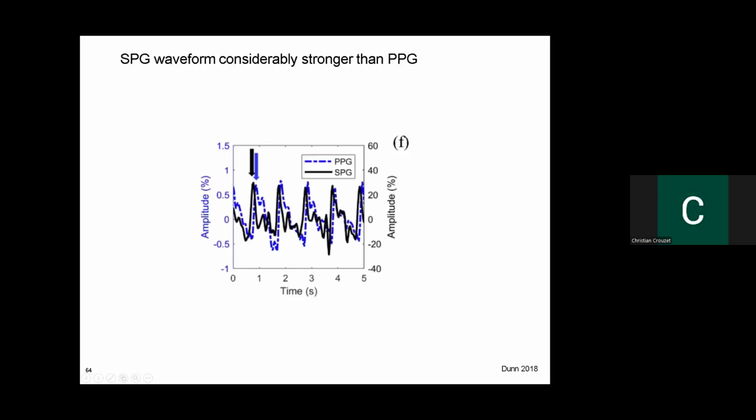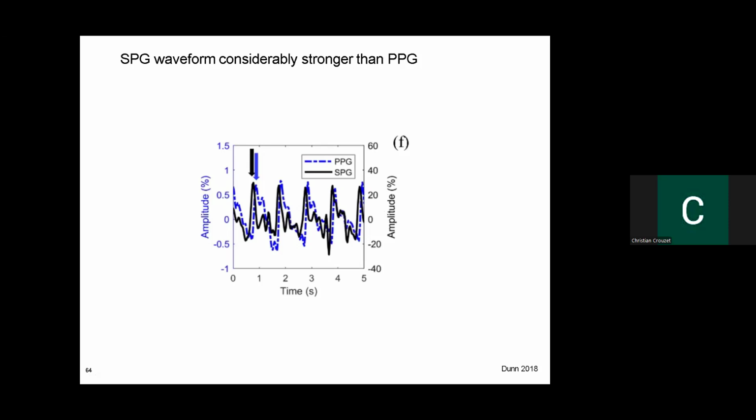One thing we wanted to do was compare the SPG waveform to the PPG waveform in terms of signal quality. In this graph, black is the SPG signal, from laser speckle imaging. The dotted blue line is the PPG signal, the main signal for pulse oximetry. If you just look at the curve, you'd say they look pretty similar. But if you look at the axes for the PPG compared to the SPG, there's actually a 40 times signal increase for the SPG signal compared to the PPG signal. So, a much more robust signal.